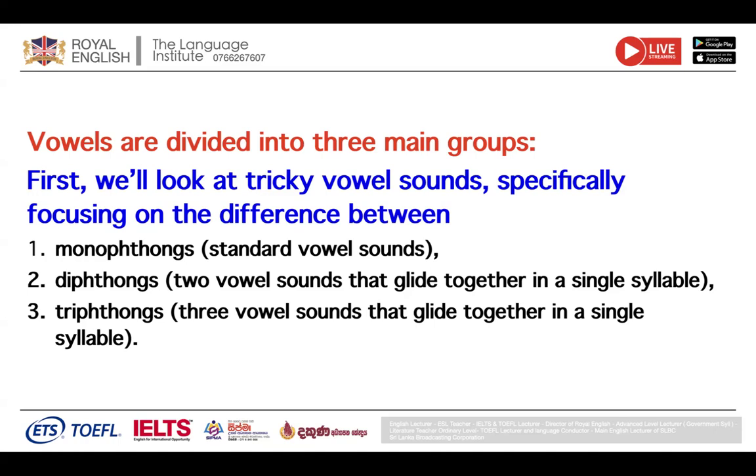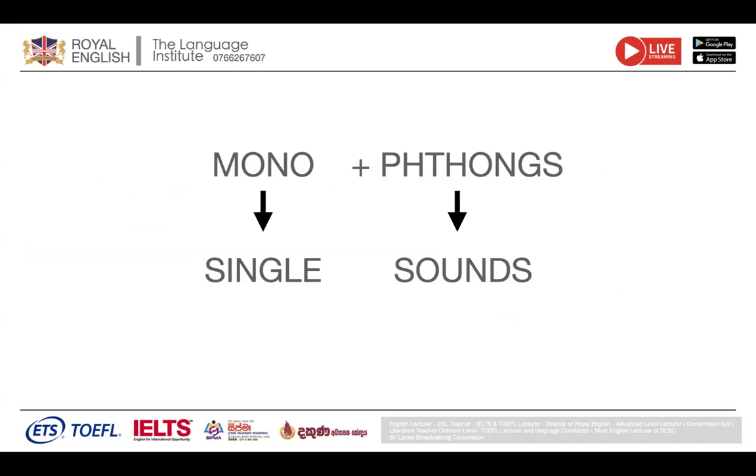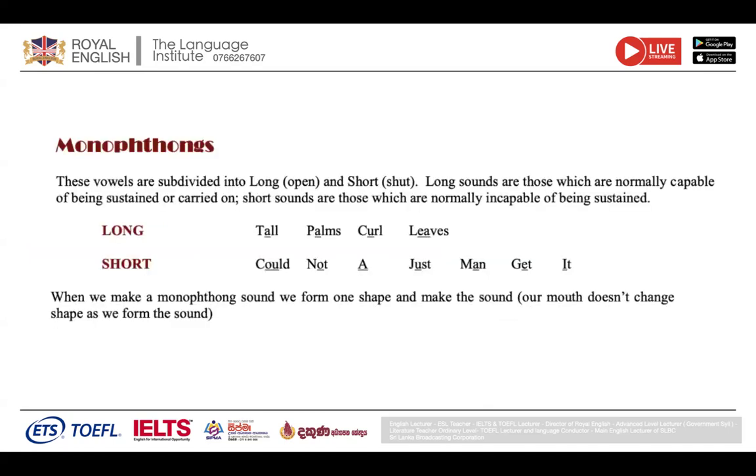Okay. So the second one is diphthongs: two vowel sounds that glide together in a single syllable. Two vowel sounds can be seen here. Triphthongs mean three vowel sounds that glide together in a single syllable. So vowels are divided into three main groups: monophthongs, diphthongs, triphthongs, right? Now we're going to take a look at monophthongs, single sounds, right?